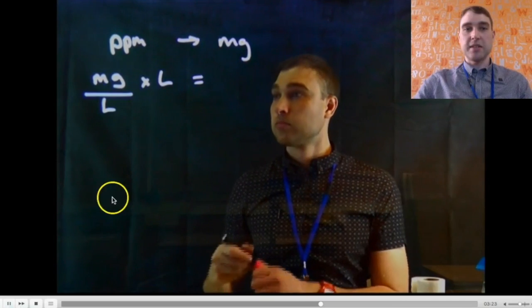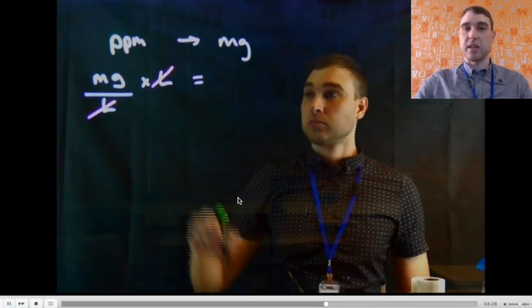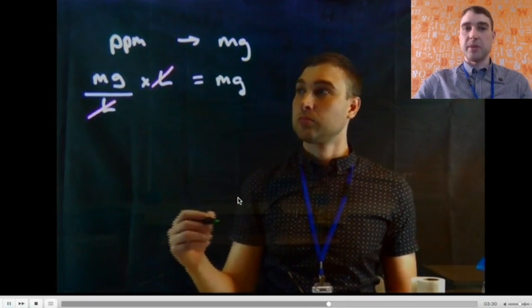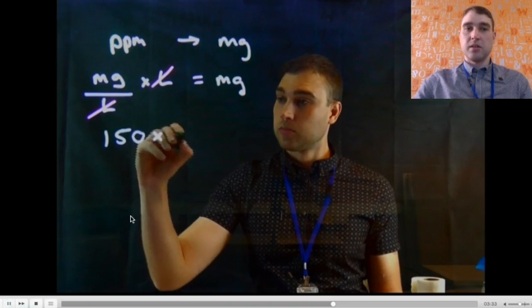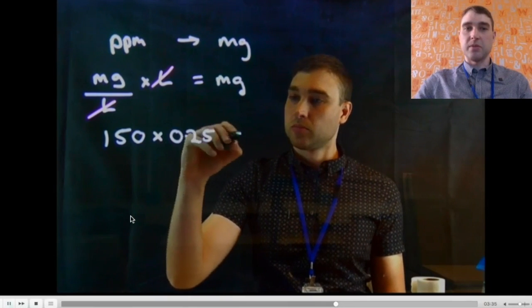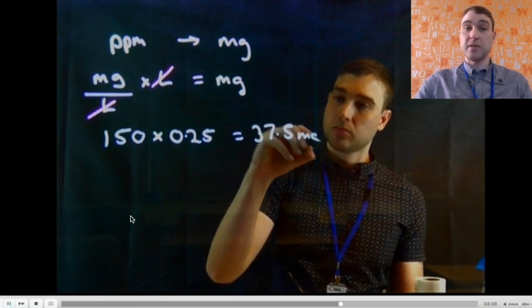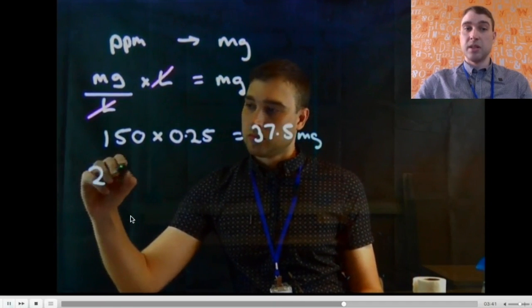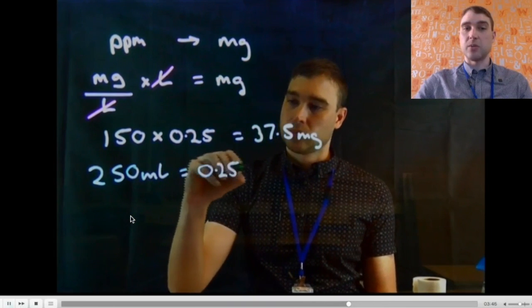Okay, so I can cancel out the litres because I'm dividing by litres here and multiplying by litres there, so I can just cancel those out. And that tells me how many milligrams I have. So if I look at my question, 150 parts per million, and then I'm going to times that by the number of litres we have, which is 0.25 litres, and I'll explain that in a second, and our answer is 37.5 milligrams. So 250 millilitres is 0.25 of a litre, it's a quarter of a litre.